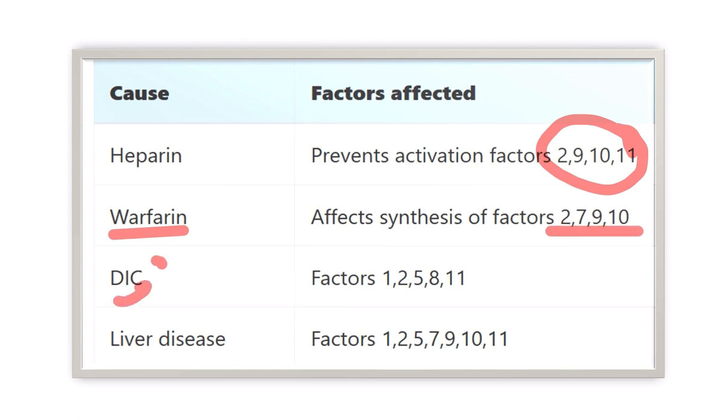And the DIC, in case of DIC, what factors are reduced? It is 1, 2, 5, 8 and 11. And in case of liver disease, there is a wide range, which is 1, 2, 5, 7, 9, 10, 11. So the different types of clotting factors are affected by these different types of chemical substances.